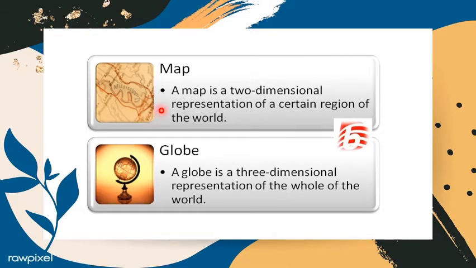What is a map? A map is a two-dimensional representation of a certain region of the world, as it can be shown on the paper as well. But when it comes to the globe, a globe is three-dimensional. The map was two-dimensional and the globe is a three-dimensional representation of the whole of the world, as you can see here in this picture.